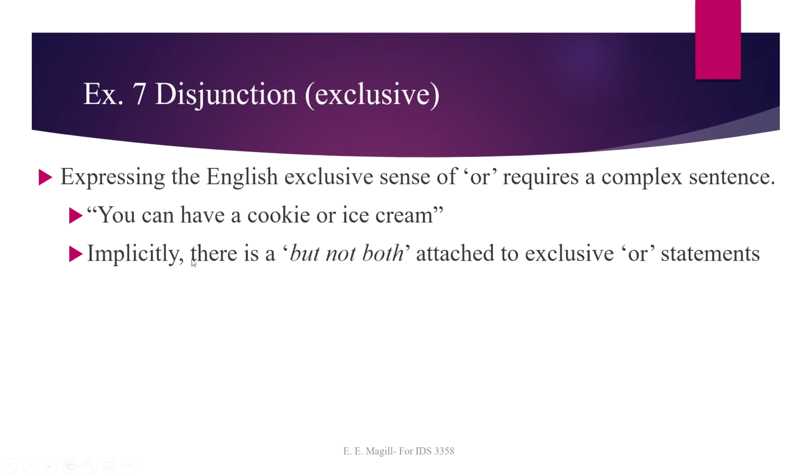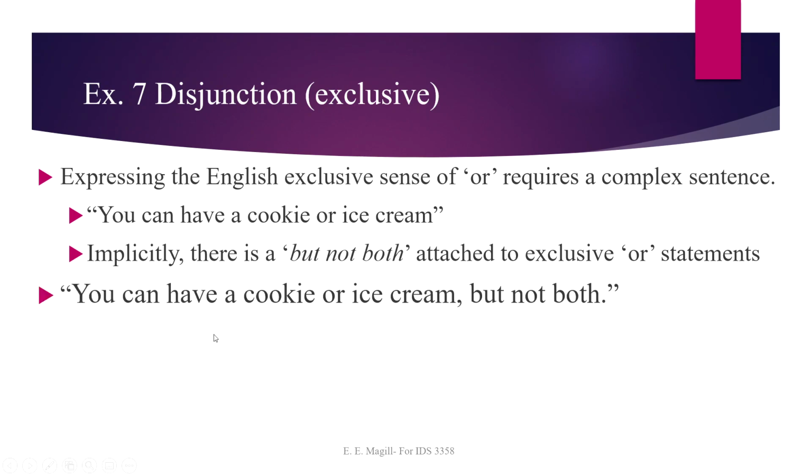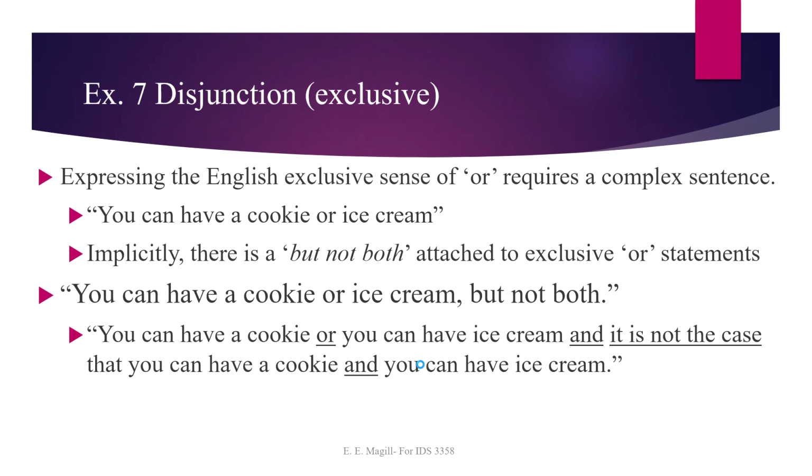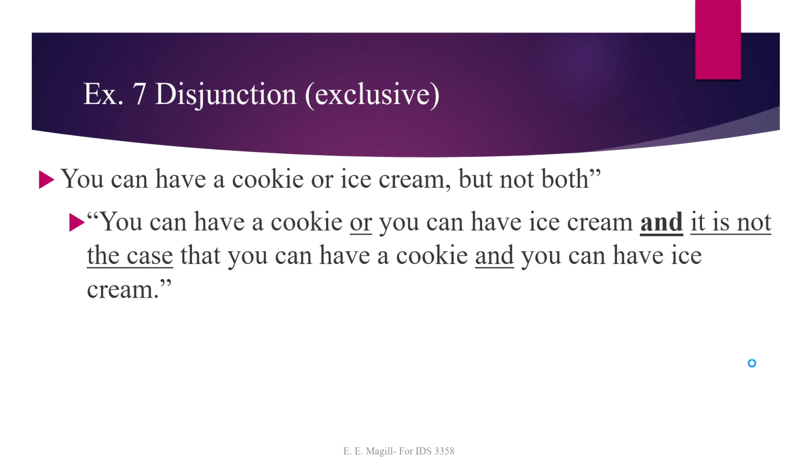So here we have the problem with it written out explicitly. You can have a cookie or ice cream, but not both. And the paraphrase is going to look like this. You can have a cookie or you can have ice cream, and it is not the case that you can have a cookie and you can have ice cream. And now we need to identify that main connective. Looking back at the original sentence, you can have a cookie or ice cream, but not both. That but is the pivotal connective between the sentence, you can have a cookie or ice cream, and the sentence, you can't have both. So we are going to make that and the main connective in the truth functional paraphrase.